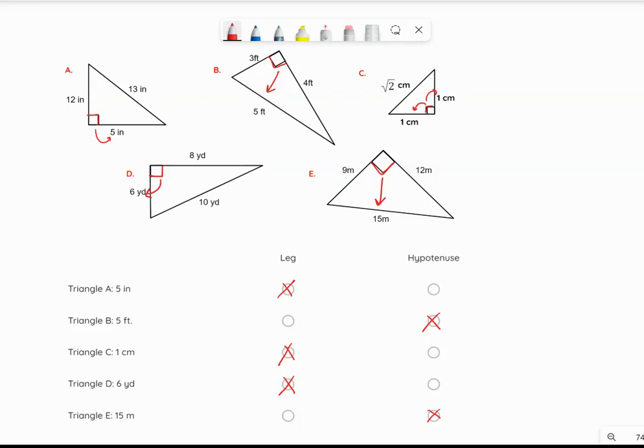So remember, legs are adjacent to the right angle or make up the right angle, and the hypotenuse is always the longest side or directly across from the right angle.